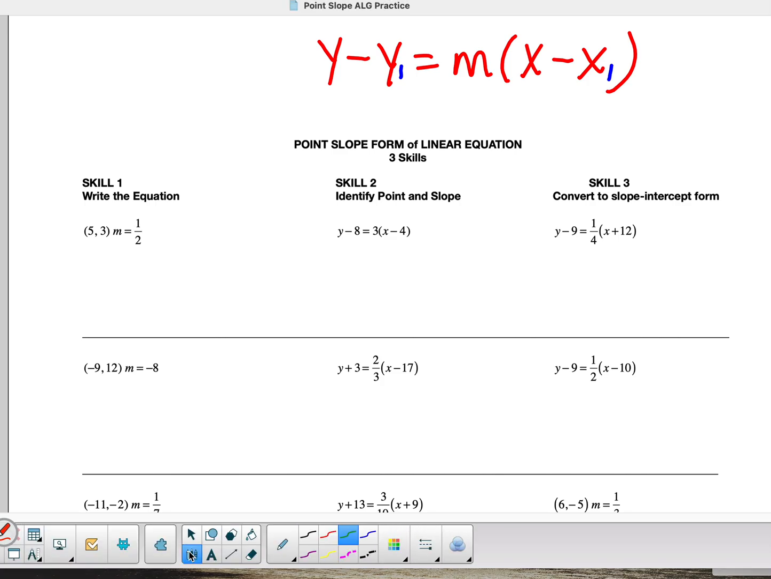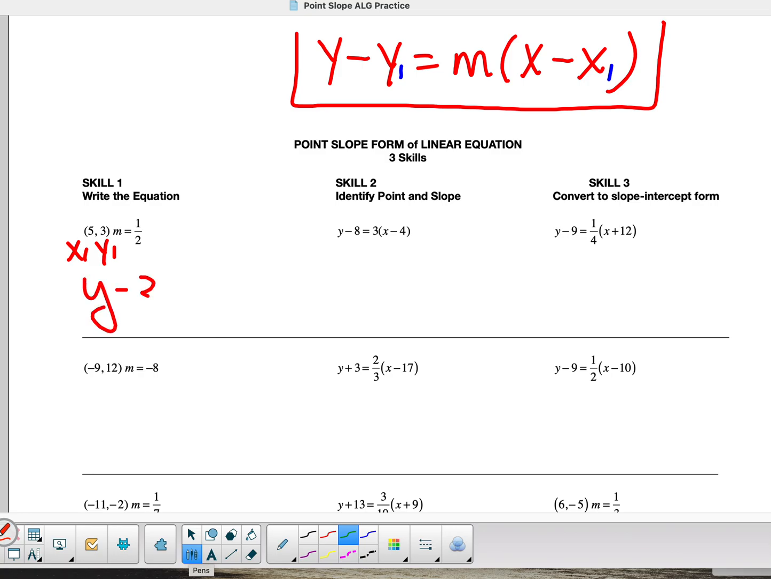This video is going to discuss the point-slope form of a linear equation. So there are three skills involved with the equation in Algebra 1, and here is the equation. If you're given an ordered pair and a slope, one skill is to just simply take this information and arrange it in the formula. So the x, y that you're given replace the sub 1 spots. So just to set one up.